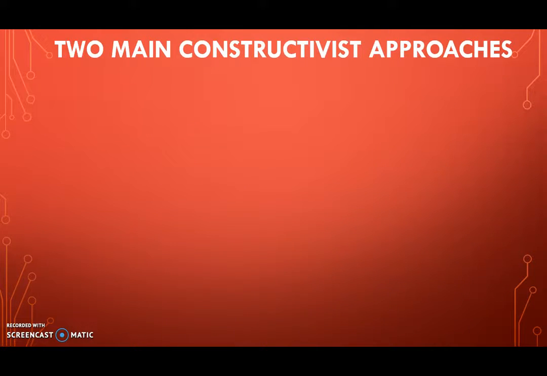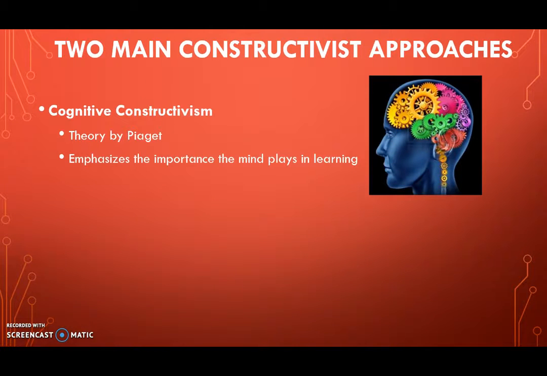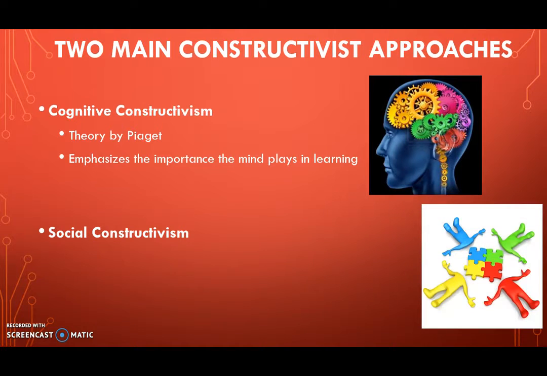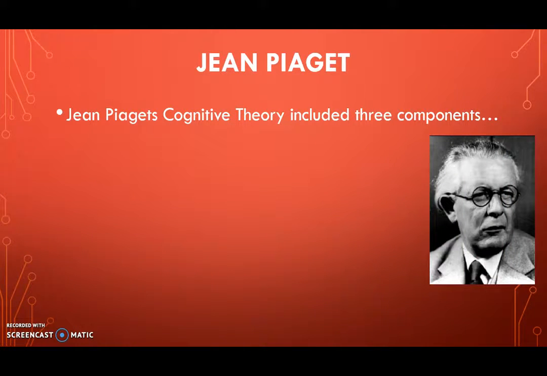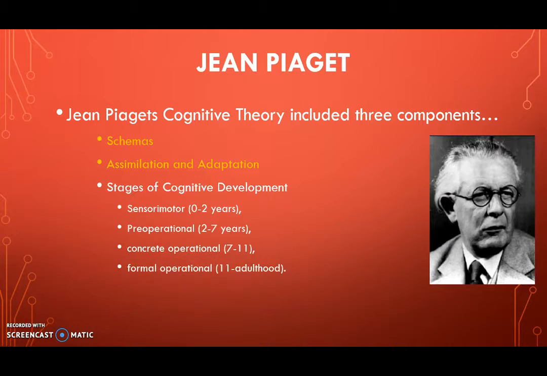So we're going to look at two main constructivist approaches. The first one is cognitive constructivism, whose theory is by Piaget, emphasizes the importance the mind plays in learning. The second is social constructivism, whose theory is by Vygotsky, which focuses on the interaction between the environment and the learners. Jean Piaget's cognitive theory includes three components: schemas, assimilation and adaptation, and the stages of cognitive development. We are going to look at the first two.